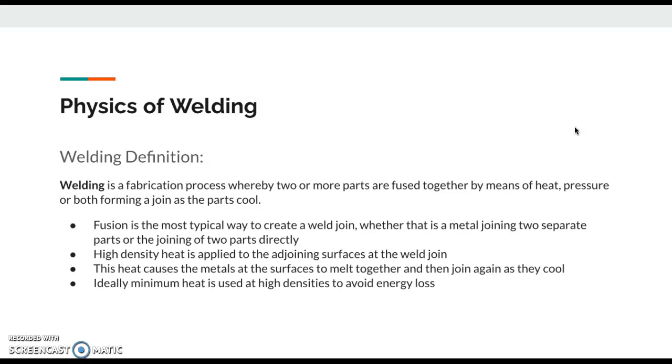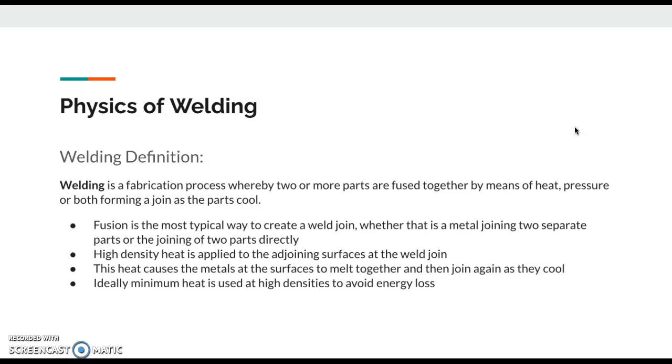Fusion of the two is the most typical way that we create this weld joint. Ideally you're taking two parts and you're melting them until they become one in the middle, or you are choosing a third metal that you are then using to flow into each part respectively and creating a joint in the middle that will join those two pieces.